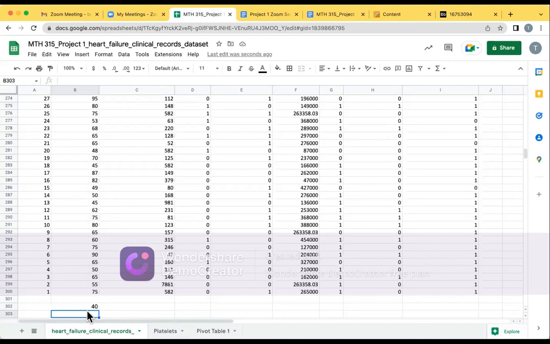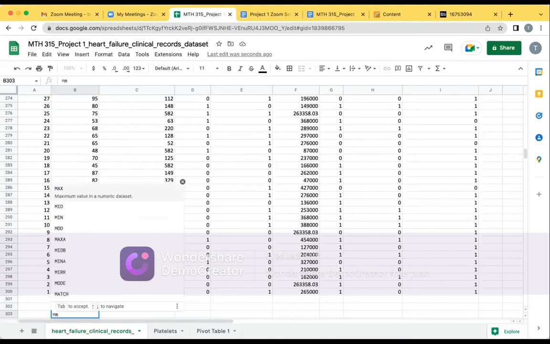Do you remember what I put first? How do I start formulas? Yes, equals. And I start writing, okay, I want the maximum value. So who is our oldest person? I put MAX and it's already hinting me, okay, you probably want the maximum. It spells it out for me: maximum value in a numerical data set, right?